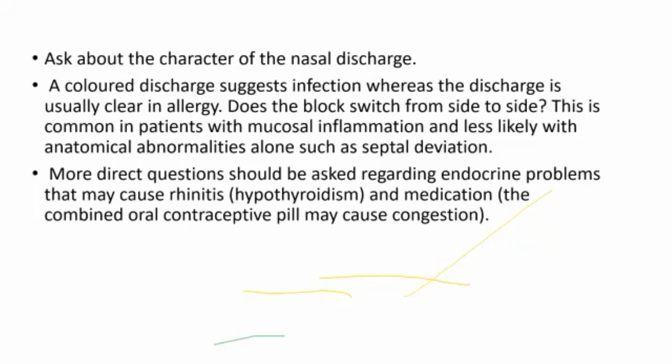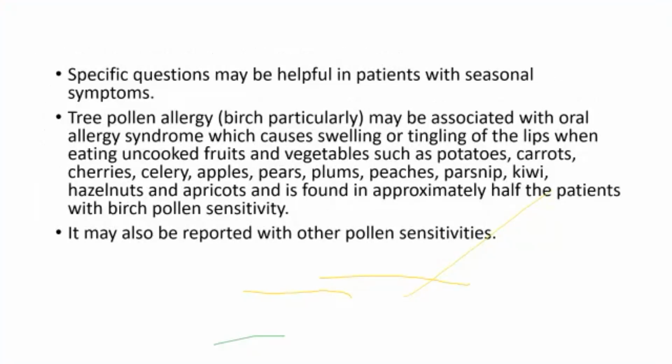That is very important. In patients with seasonal symptoms, tree pollen allergy, birch particularly, may be associated with oral allergy syndrome, which causes swelling or tingling of the lips when eating uncooked fruits and vegetables such as potatoes, carrots, cherries, celery, apples, pears, plums, peaches, kiwi, hazelnuts, and apricots, and is found in approximately half of patients with birch pollen sensitivity. It may also be reported with other pollen sensitivities.